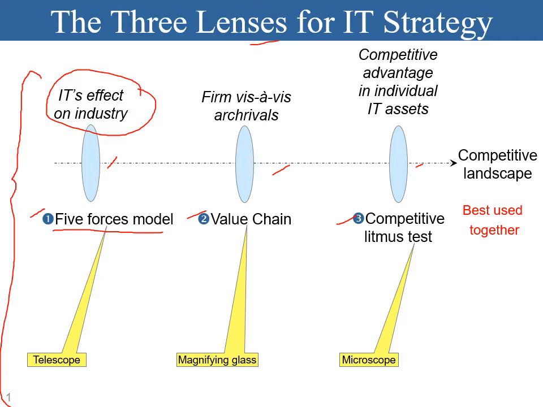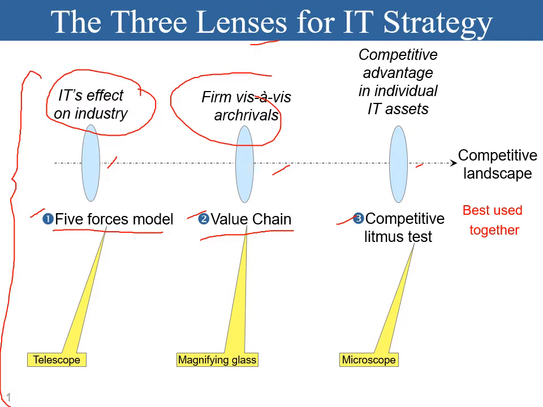So the second lens is the value chain. This lens is like your magnifying glass. Okay, from this value chain, you can zoom in to compare your firm with your archrivals. Okay, it's about how your company and your archrivals create value. And from the value chain, you would be able to recognize where your company can use IT to reimagine how it earns its keep. All right.